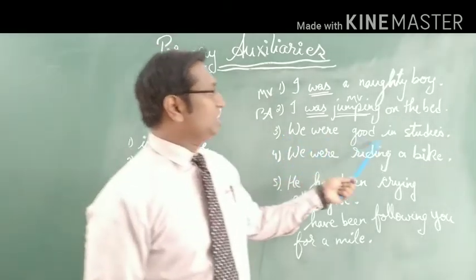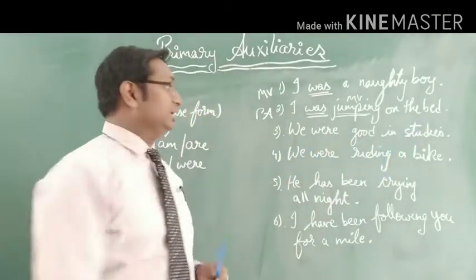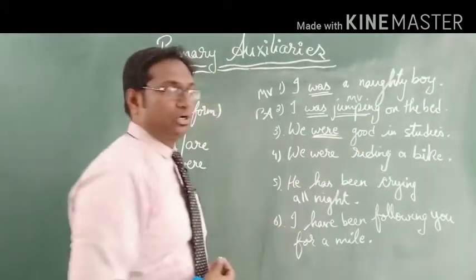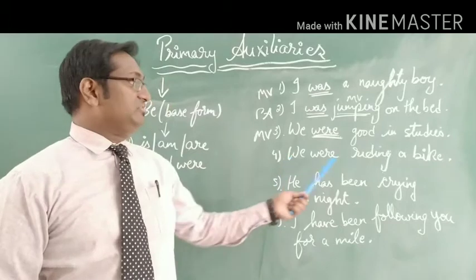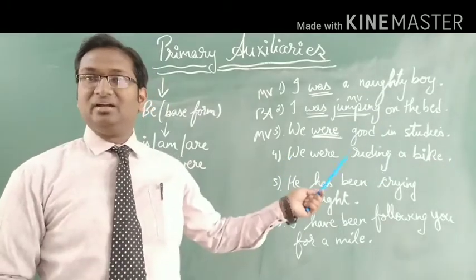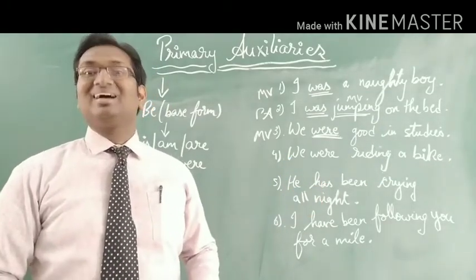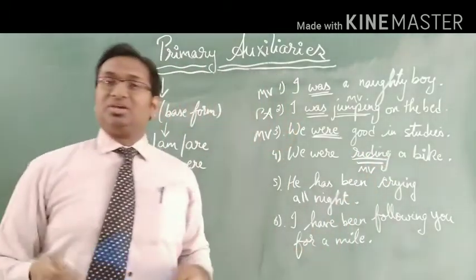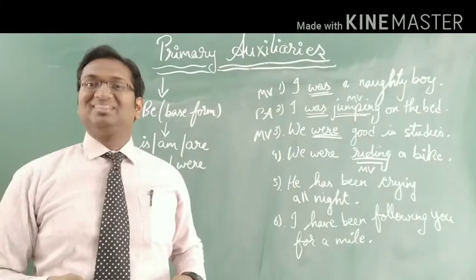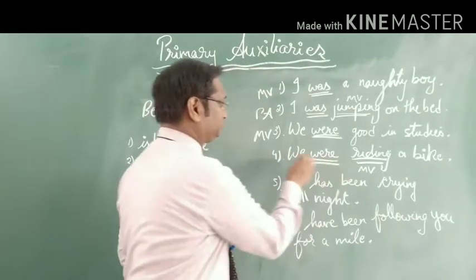Third, we were good in studies. Now over here were plays the role of main verb. Fourth, we were riding a bike. Here riding is, correct, main verb, and your helping verb is, yes, were.